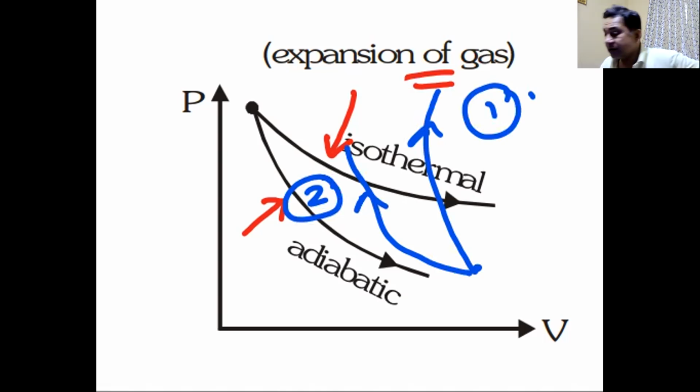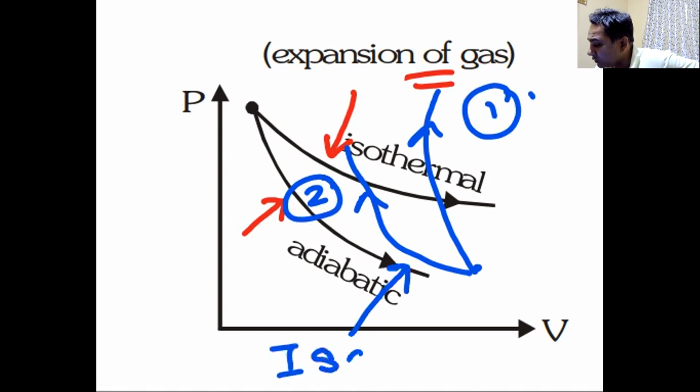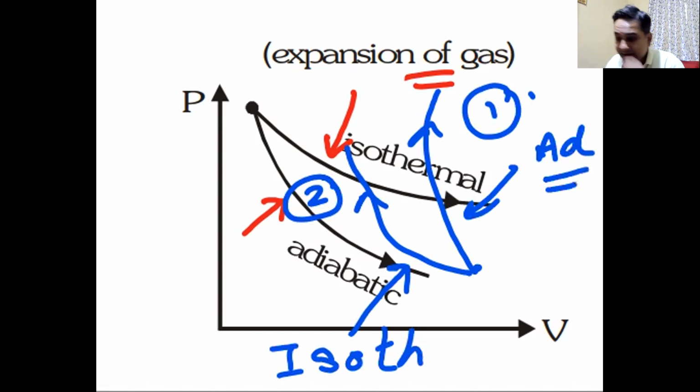Now tell me, for an isothermal process, which graph would be there? Graph number 1 or graph number 2? Graph number 2 in the blue graph will be the graph for isotherm. Graph number 1 would be the graph for adiabatic. Do we understand this? Please draw this graph separately. The blue ones are the graphs for compression, adiabatic compression of the gas.